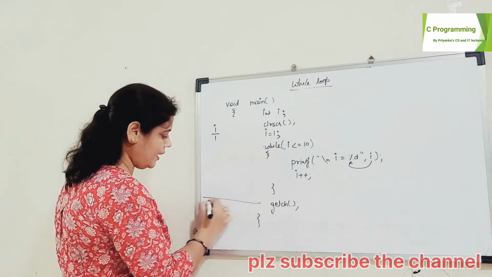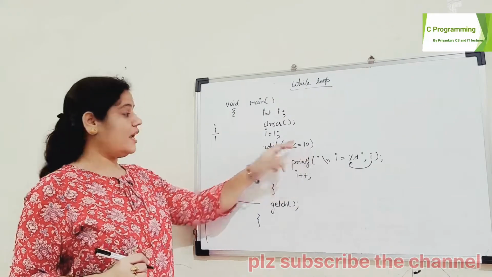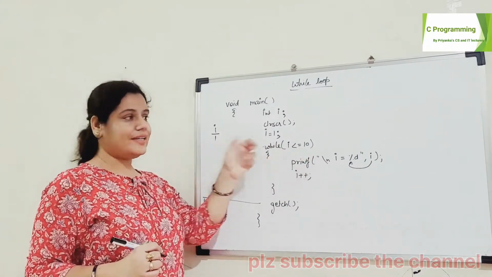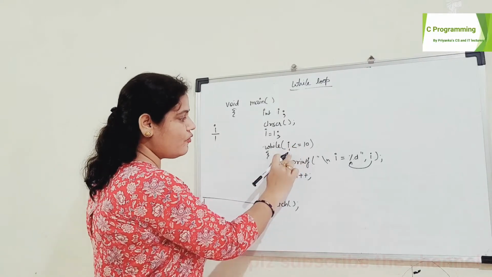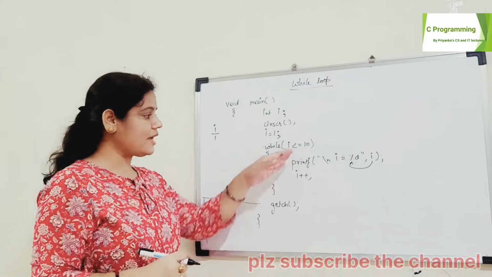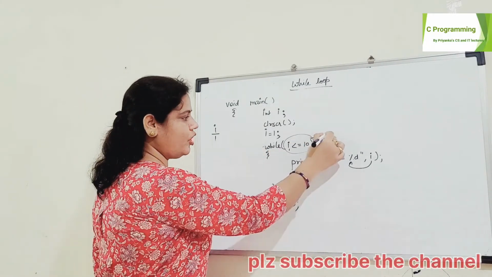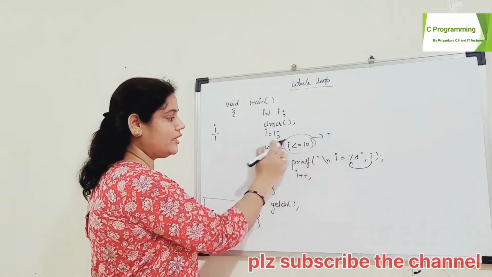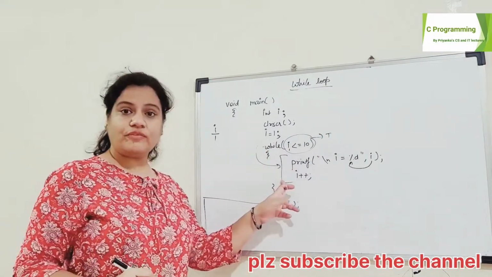Suppose this is my output screen. I less than or equal to 10. The value of I is less than or equal to 10. The value of I is 1. 1 is less than or equal to 10. Is it true or false? It's true, because 1 is less than 10. Then it becomes true. After becoming true, it will go inside the while part. This is the body of the loop.